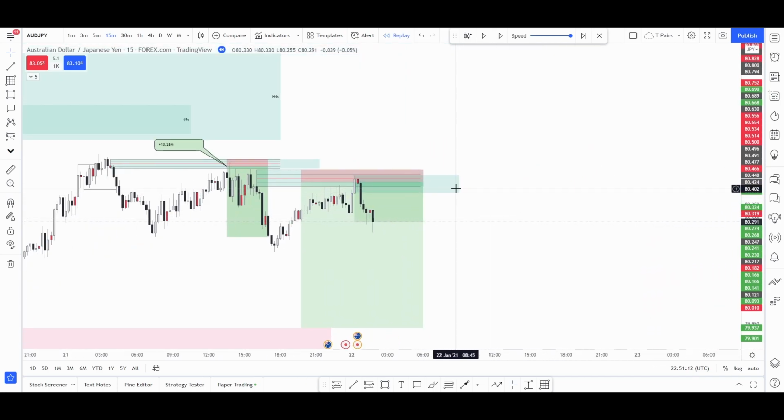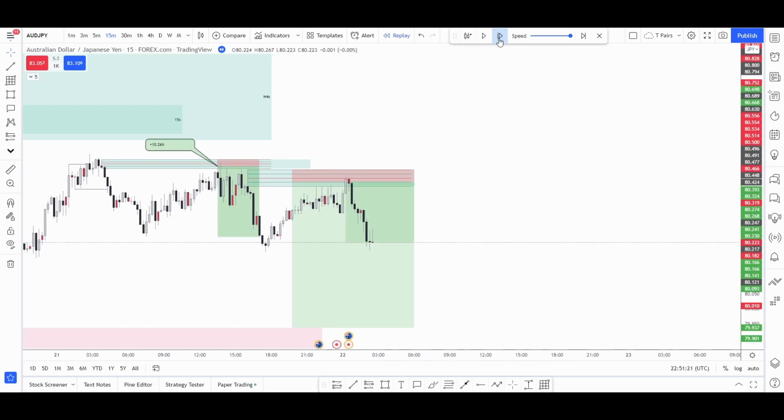And the inside bar. Oh, tempted. I am tempted by this. You know what, forget it. There'll be too many on the chart. I can't be bothered. Right, let's go.